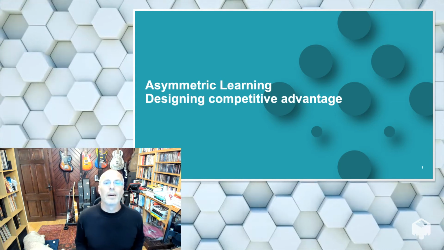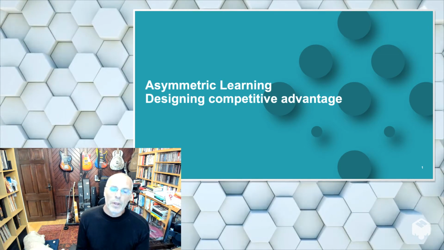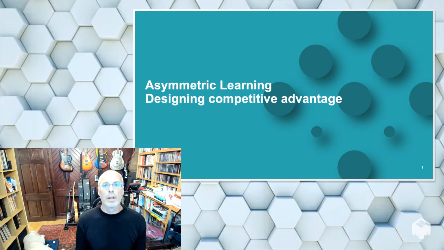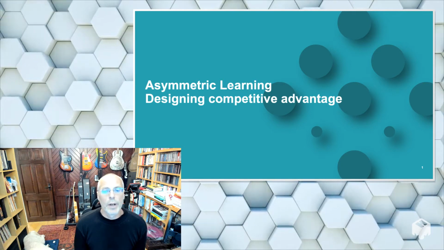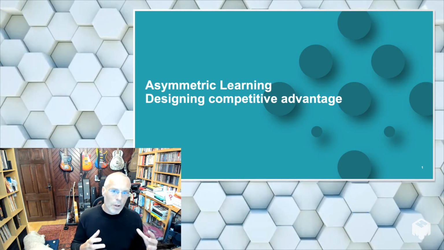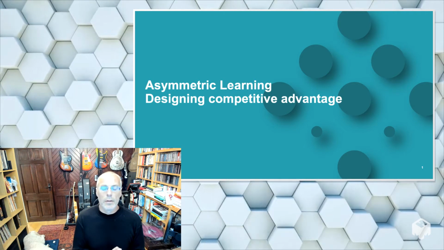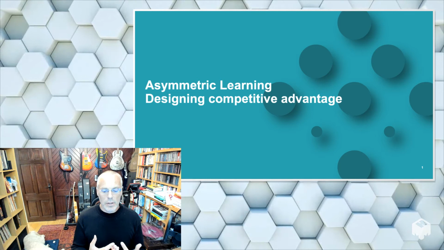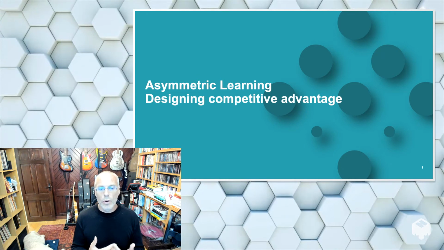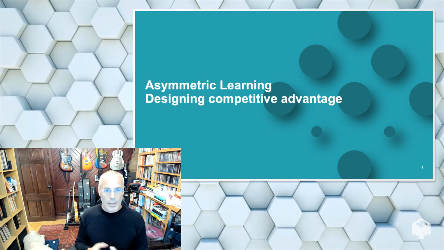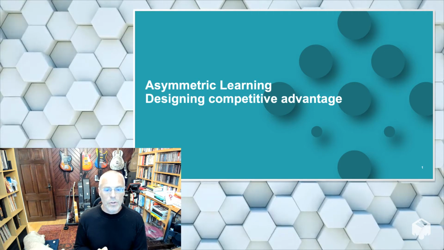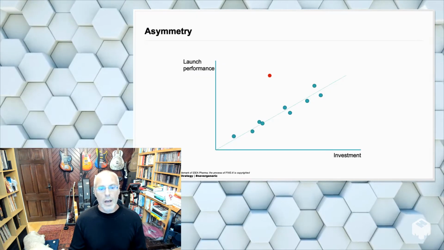Hey, let's talk about asymmetric learning. The goal of asymmetric learning is really very simple. It's to design in competitive advantage to a portfolio or a pipeline or an individual asset. And the goal of asymmetric learning is really to think about your product in a way that's not average. Now, that is really where we talk about asymmetry, which is your desire to outperform.